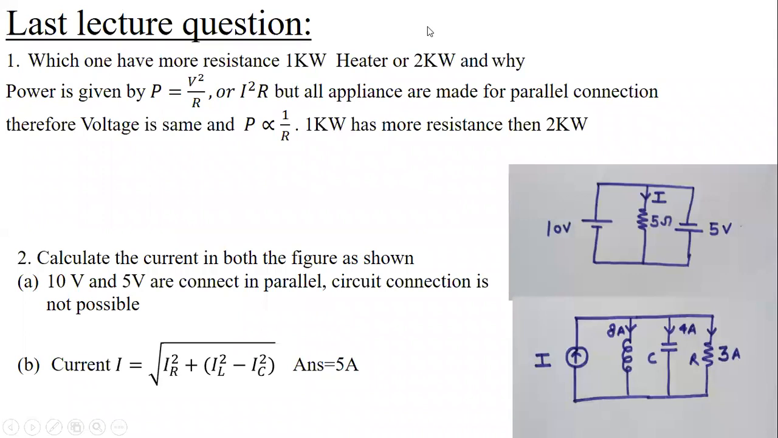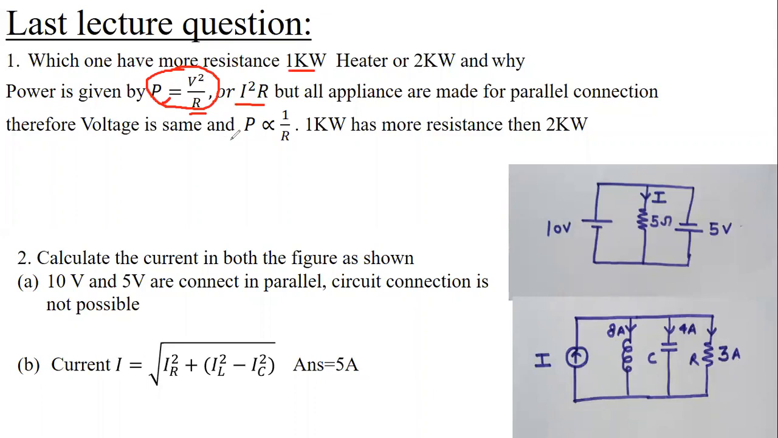So first, we discuss the last lecture's questions. The first question is, which one has more resistance, a 1 kilowatt heater or a 2 kilowatt heater? The power formula is P equal to V square upon R, and I square R. But all home appliances are made for parallel connection, and in parallel connection voltage remains constant.